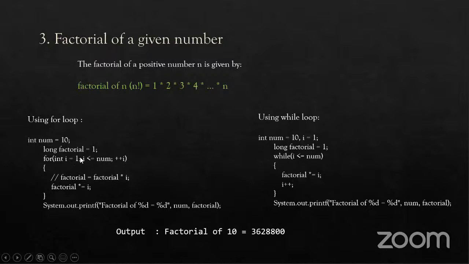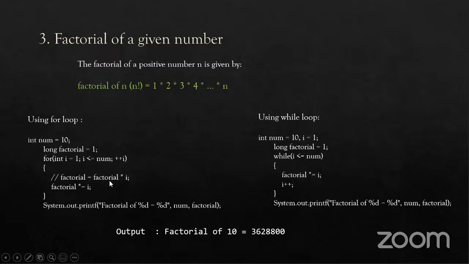1 into I, and I is also here. For the first condition it is 1, so 1 into 1, then 1 will be assigned to factorial. We can give the multiplication part in both ways, either factorial equal to factorial into I, or the factorial into I operator. We can use either operator for performing this multiplication. Both lines are the same.